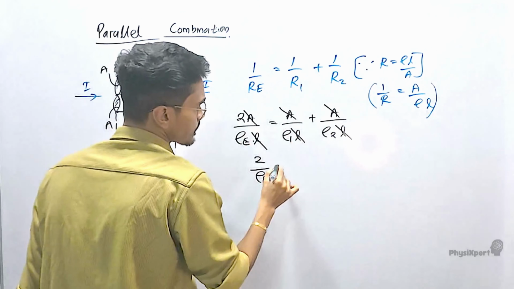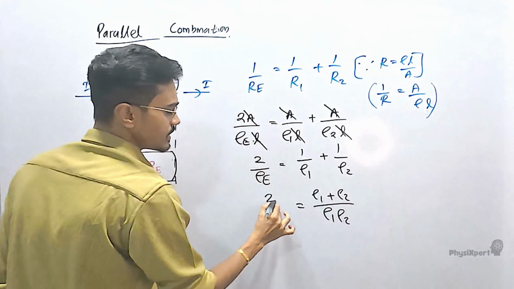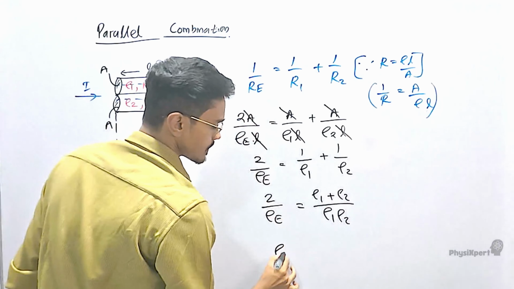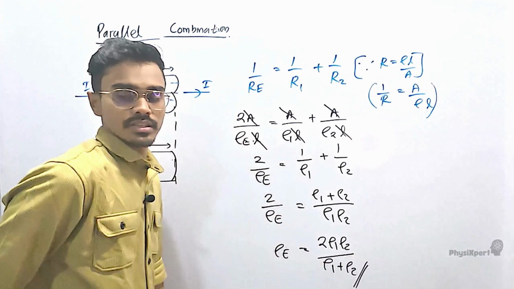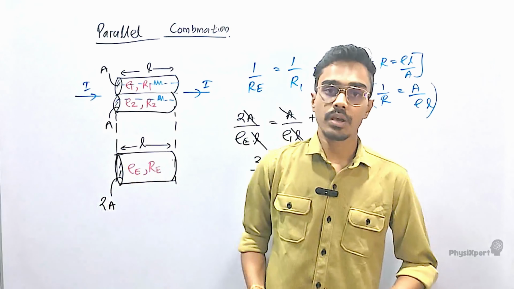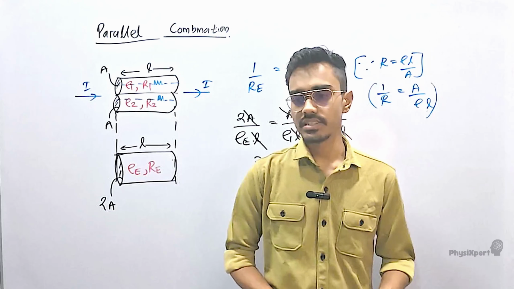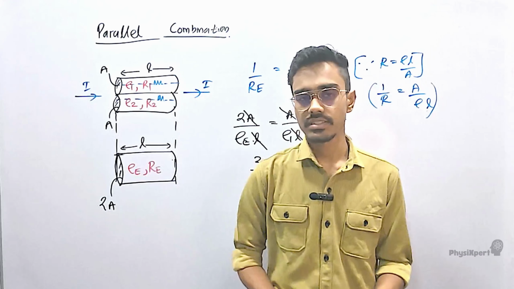Apply a common denominator here. That is rho 1 rho 2, and here it is rho 1 plus rho 2. This side is 2 over rho E. Make rho E the subject. Rho E is 2 rho 1 rho 2 over rho 1 plus rho 2. This is called the equivalent resistivity in parallel combination, 2 rho 1 rho 2 over rho 1 plus rho 2.